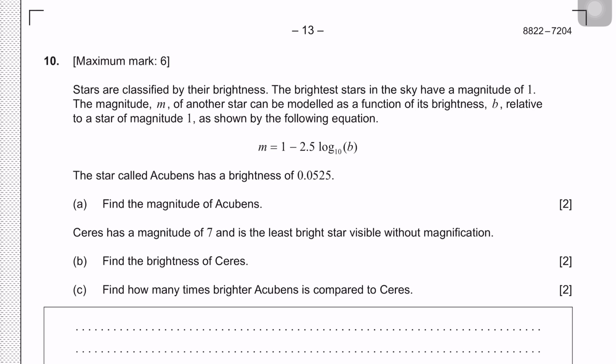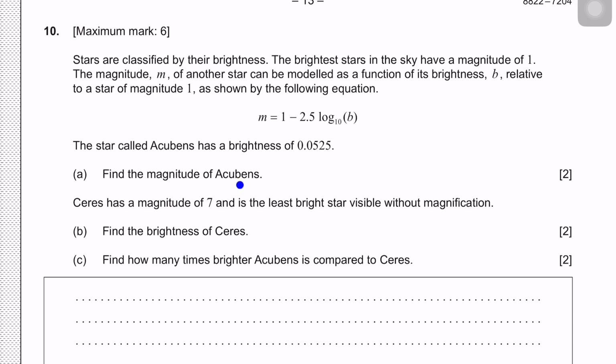Question 10. Stars are classified by their brightness. The brightest stars in the sky have a magnitude of 1. The magnitude m of another star can be modeled as a function of its brightness b relative to a star of magnitude 1, as shown by the following equation. M equals 1 minus 2.5 log base 10 of b. A star called Acubens has a brightness of 0.0525. Find the magnitude of Acubens. All right, so here's our magnitude m. This is what we want to solve for.